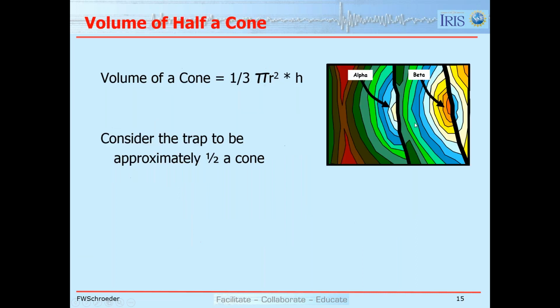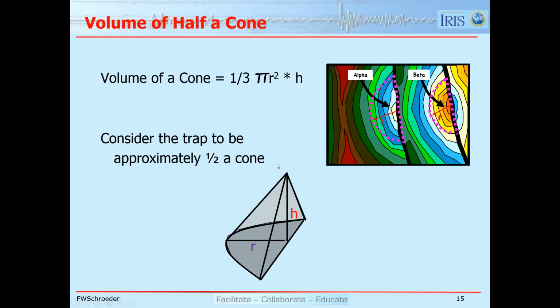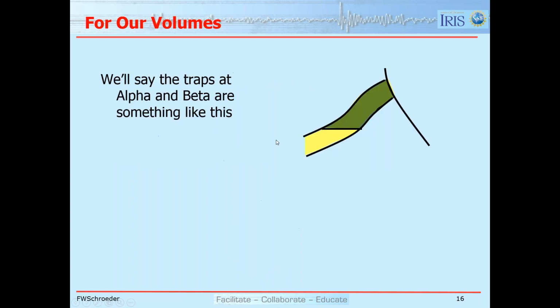So we have to estimate trap volumes. And so here we have alpha and beta. Remembering our high school geometry, the volume of a cone is 1/3 pi r squared h, where r is the radius and h is the height. We could simplify the geometries here into half cones, a half cone for alpha and a half cone for beta. And so we would have a radius and a column height. And so this is a little diagram of a half cone. Again, 1/3 pi r squared h times a half, so it would be 1/6 pi r squared h.